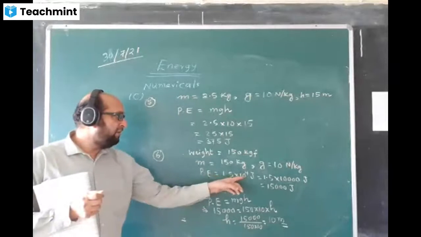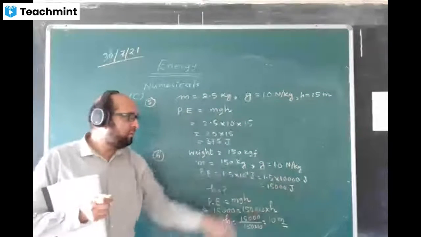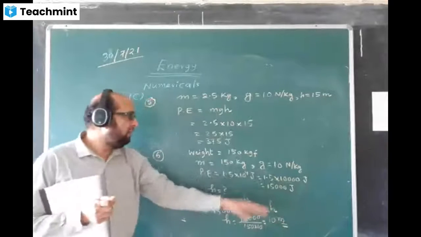Potential energy is 1.5 into 10 to the power of 4. 10 to the power of 4 is 4 zeros. Now the point will remove 1 zero, and we get 15,000 joule.